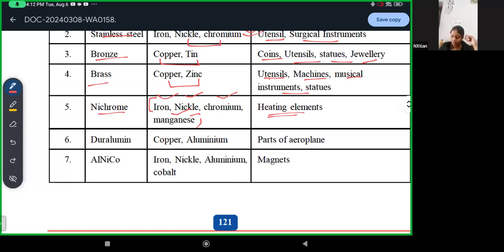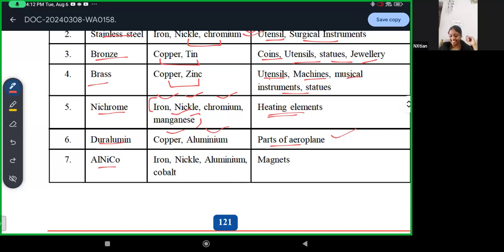Then we have beryllium. This is made up of copper and aluminium. It's used to make parts of an aeroplane. It's used in the wings, the parts of a plane.